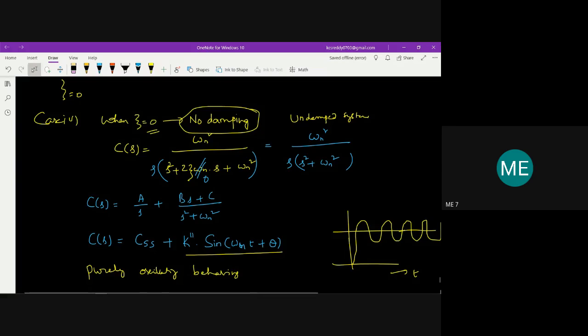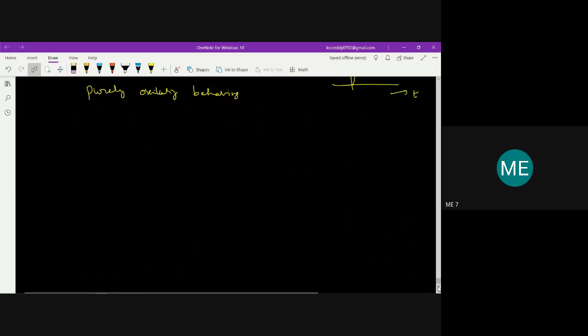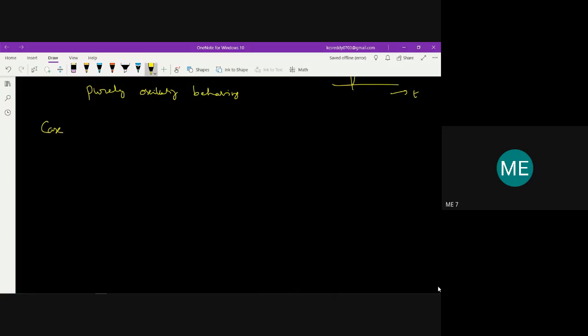Now moving on, the four cases which I have discussed will be represented in a tabular format. Case 1: zeta is greater than 1. When zeta is greater than 1, because the system is over damped, those kinds of systems are called over damped systems.